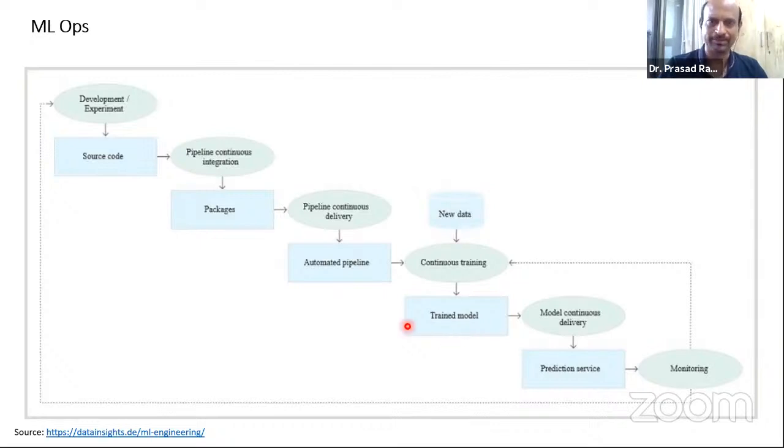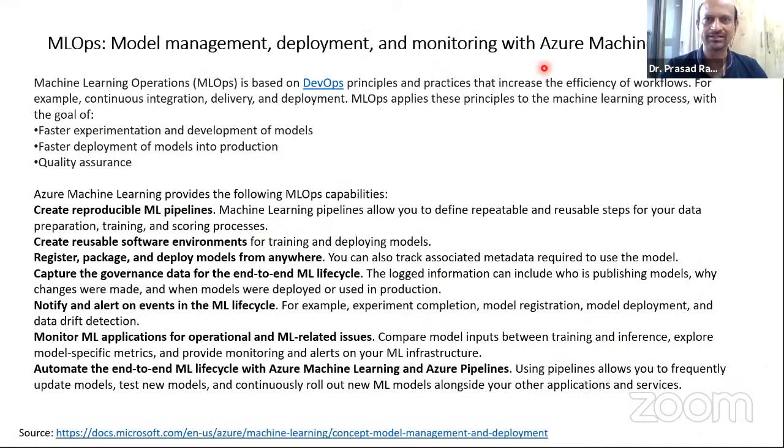Now if we were to expand on this further, you will notice that many cloud service providers provide tools which enable us as developers to achieve development and deployment in a much faster, quicker manner. What do I mean by that? As an example, if I take only Azure Machine Learning, one tool provided by Microsoft, it provides all of these functionalities, like creating reproducible machine learning pipelines, software environments, registering packages, deploying models, and so on and so forth.